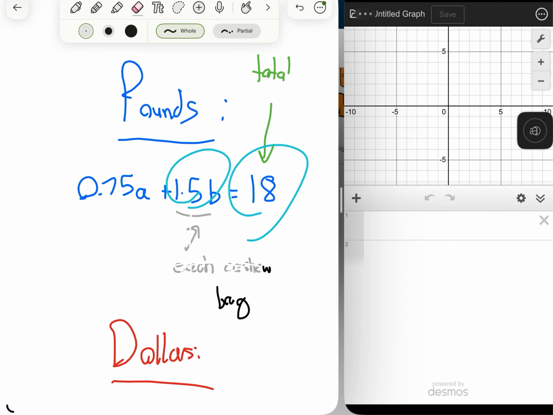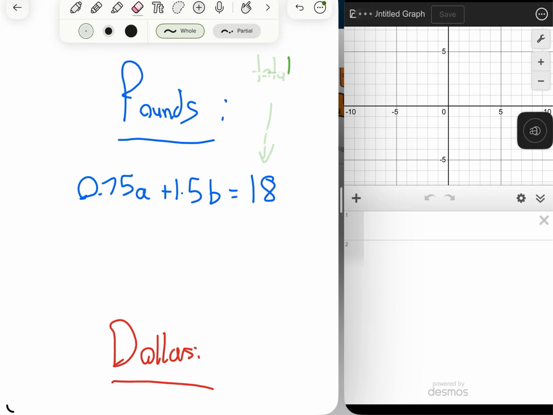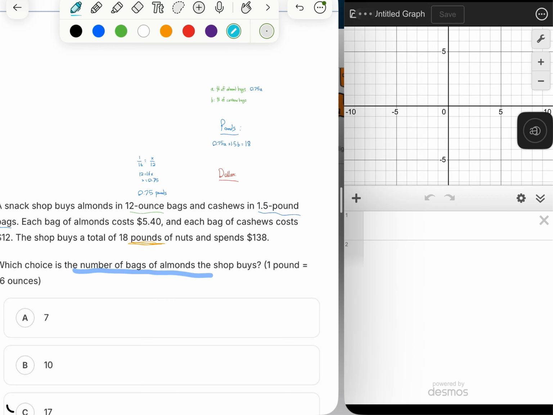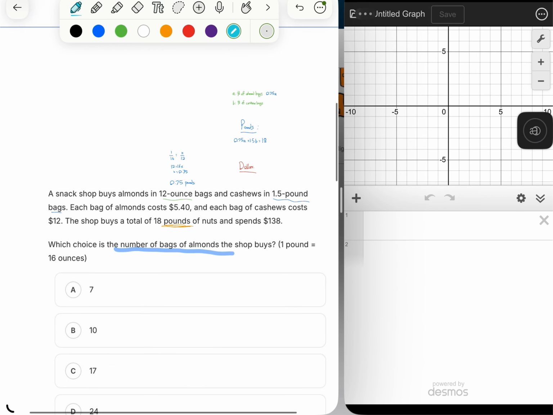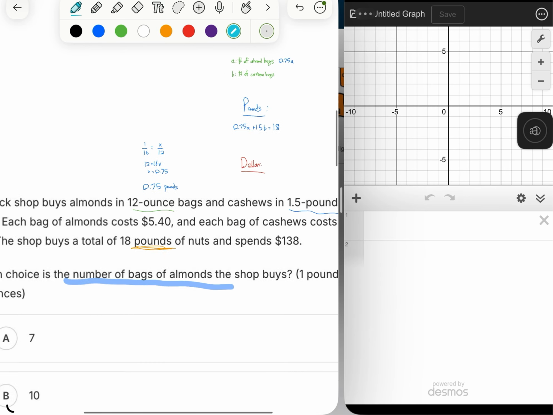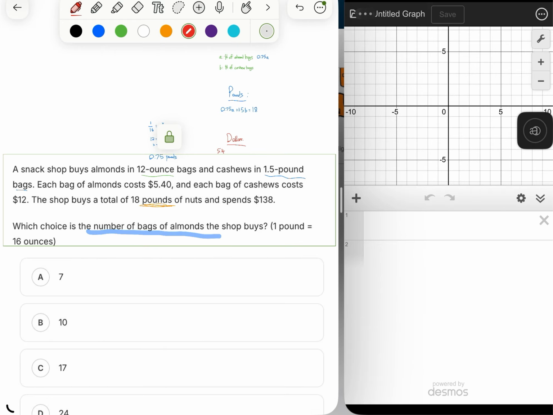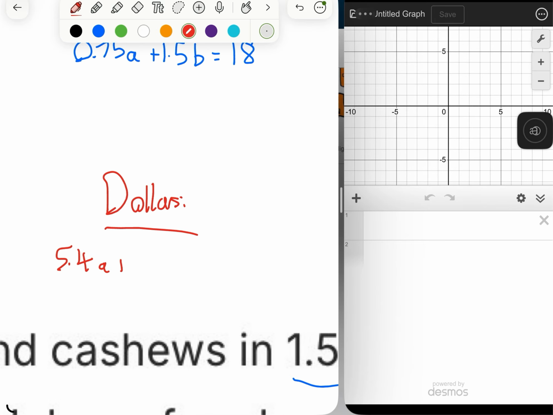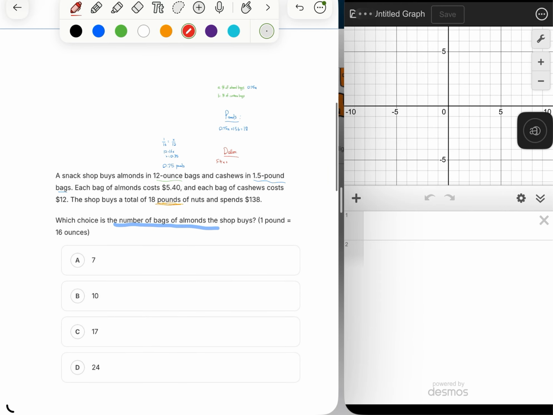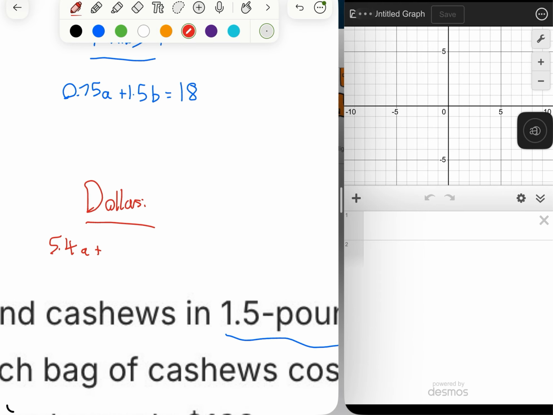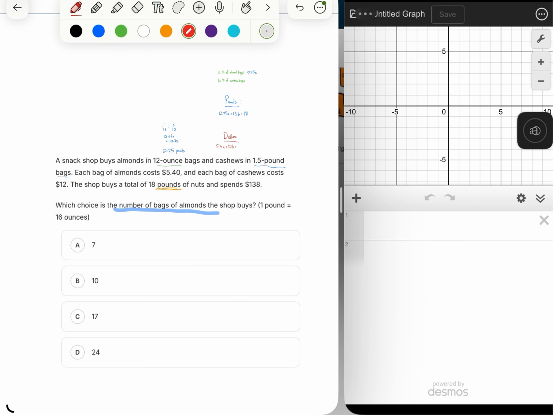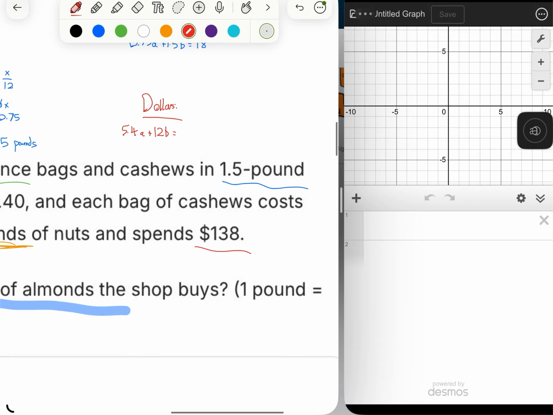Now, of course, it's a system, so that means we also have another expression, and that's the dollars. Use a similar logic. Here, they tell us that each almond bag costs $5.4, so that's $5.4 times A, because that's the almonds, plus how much does each cashew bag cost? Well, that's going to be $12. So 5.4A plus 12B equals... Remember, be loyal to the total. In this case, what's the total cost? It's $138.